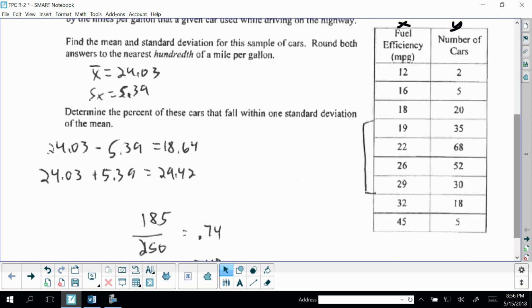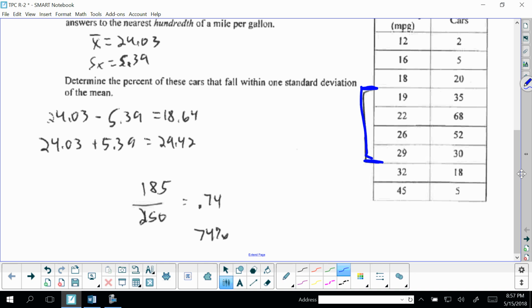So 18.64 would fall in between 18 and 19. 29.42 would fall in between the 29 and the 32, and then we would want all the ones in between there. So if you add those all up, there's 185 out of the 250 total. That would give you 0.74, so you would get 74%.